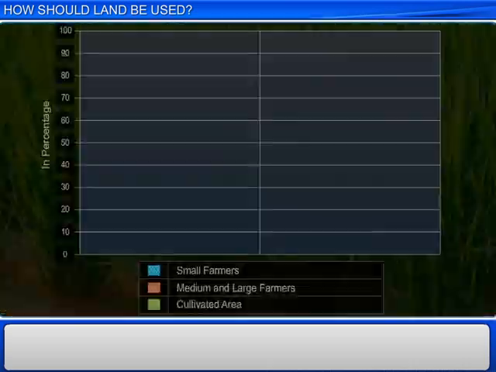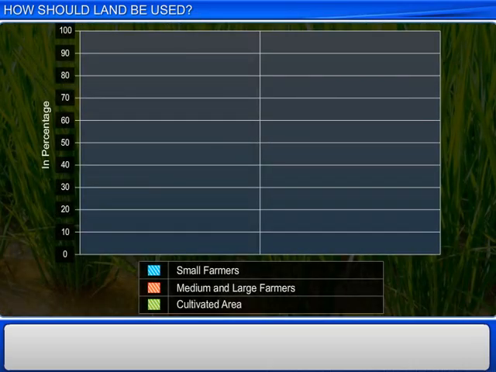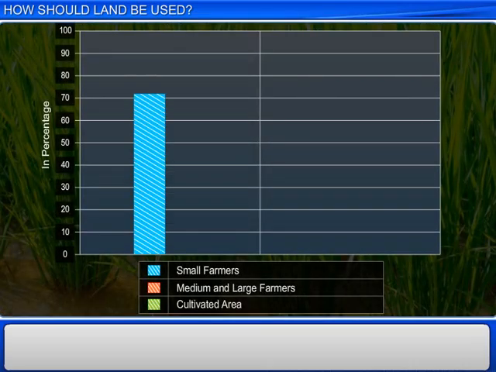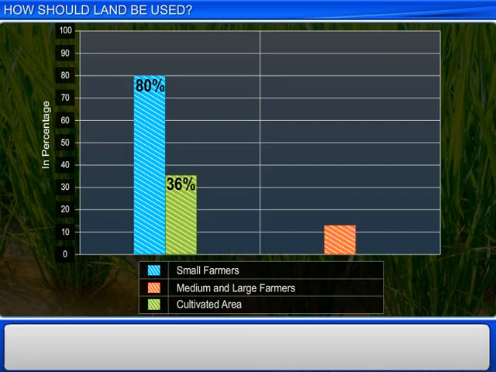Across India, 80% of the farmers are small farmers who cultivate only 36% of the total cultivable land in the country. In comparison, 20% of medium and large farmers own 64% of the total cultivable land in India.